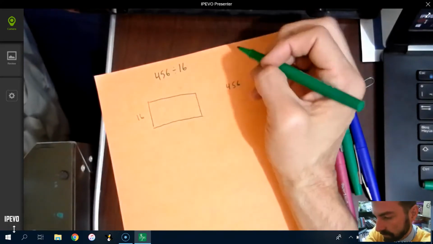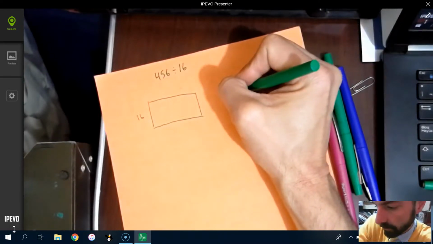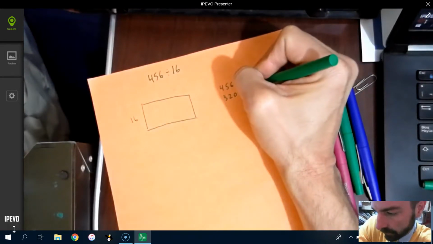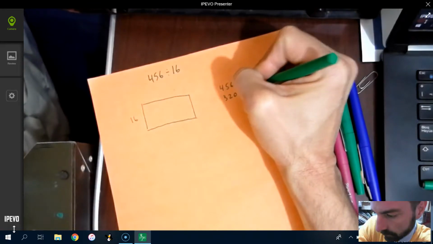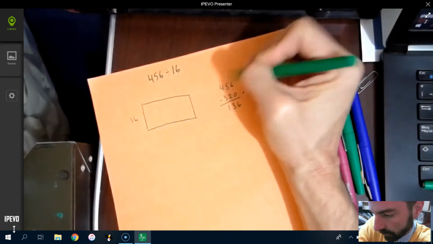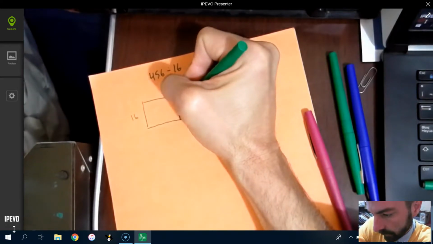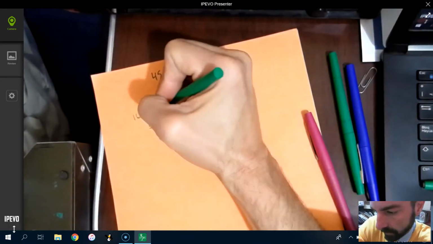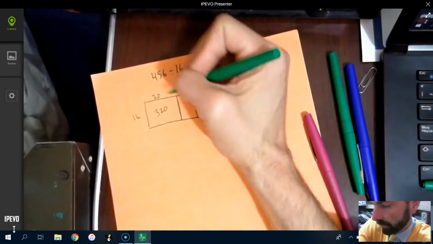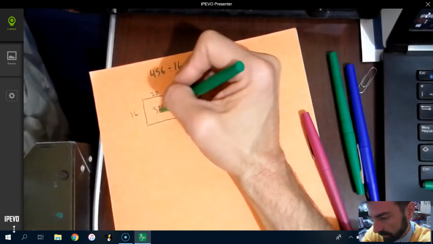So we have 16 into 456. Let's see my 10s. 10 is 160, so 20 would be 320. Okay, so if I multiply by 20, I'm going to subtract over here. I have 136. So I know that if I look at this section of the rectangle, which is the area 320, this piece of the width over here is 20. And 20 by 16, this is 320 in here.